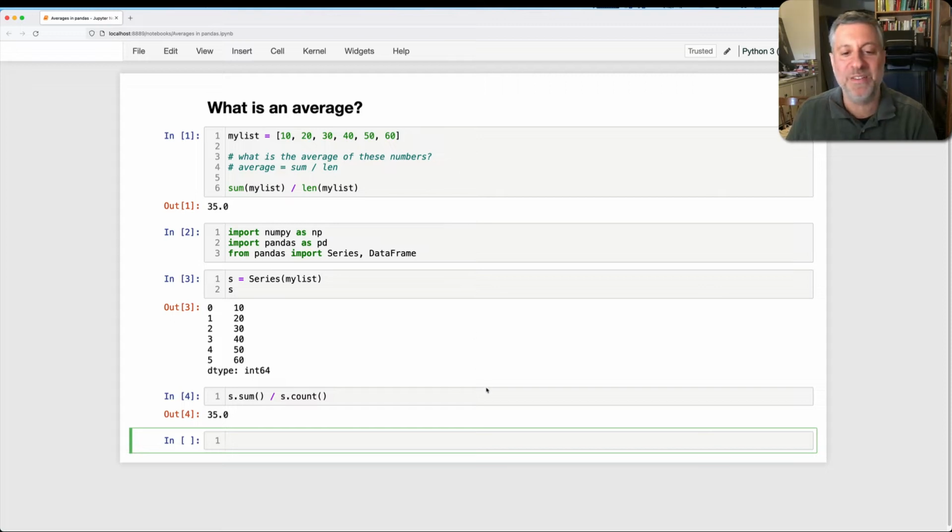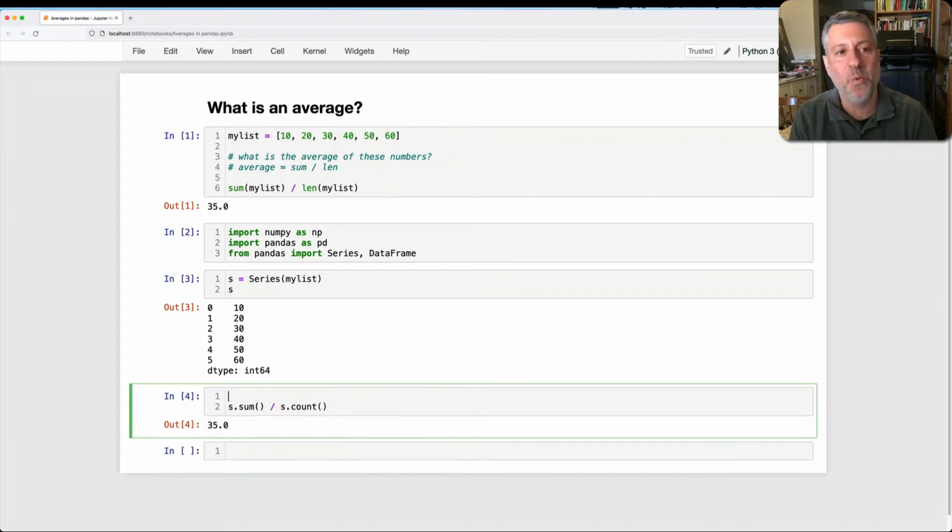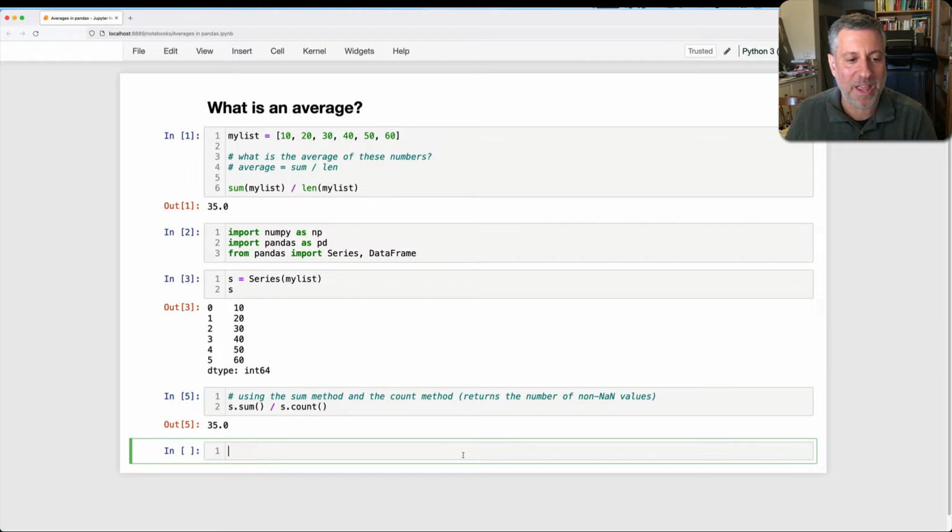What is this doing? This is doing exactly what I just did with pure Python with a list, but I did it using two methods: the sum method and the count method. And count returns the number of non-NaN values. So right here, none is NaN, and so we're doing okay.